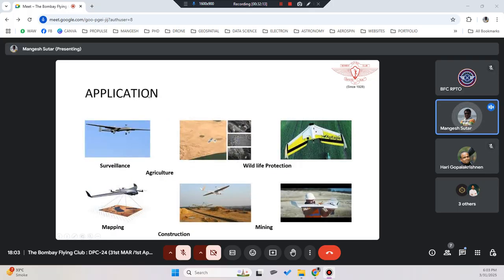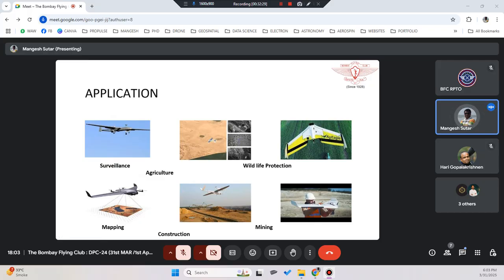So what are the applications of the fixed wing? Basically, it is used in surveillance, agriculture, mapping, construction, wildlife protection, and mining. These are the major areas where you have to cover a bigger area.